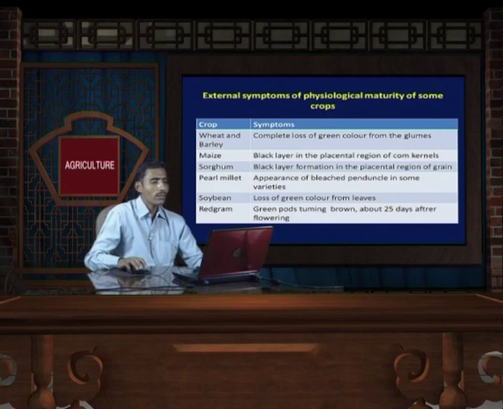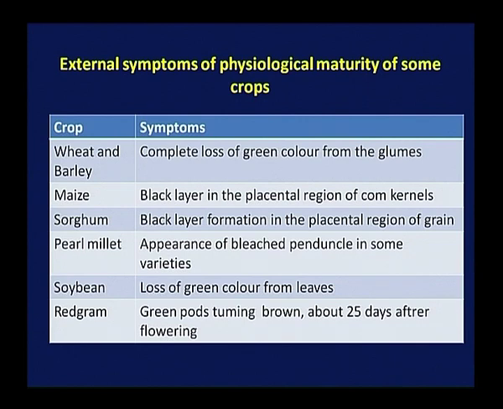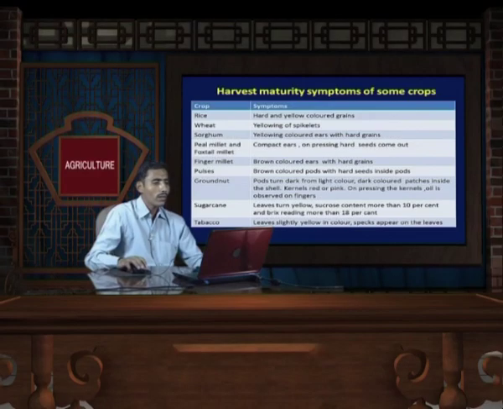These are some external symptoms of physiological maturity of some crops. For example, in wheat and barley, complete loss of green color from the glumes. In maize, a black layer in the placental region of corn kernels. In sorghum, also black layer formation in the placental region of the grain. In pearl millet, appearance of a bleached peduncle in some varieties. In soybean, loss of green color from leaves. In red gram, green pods turning brown about 25 days after flowering.